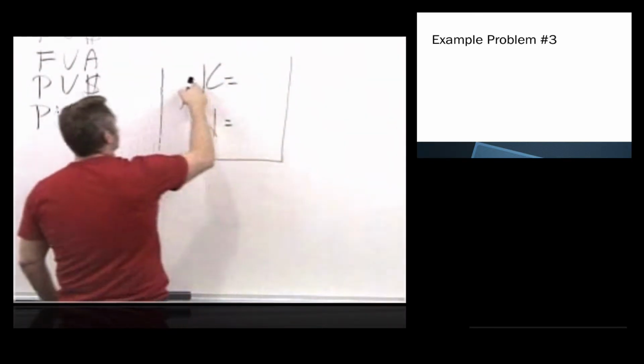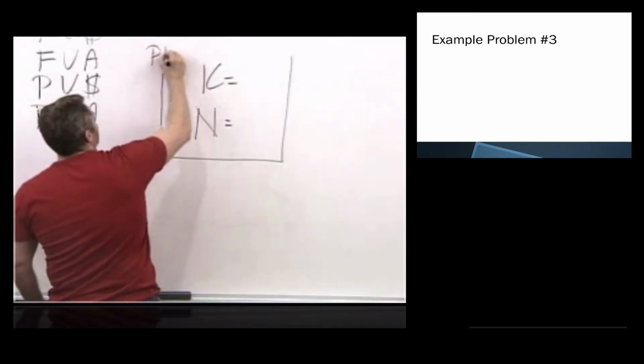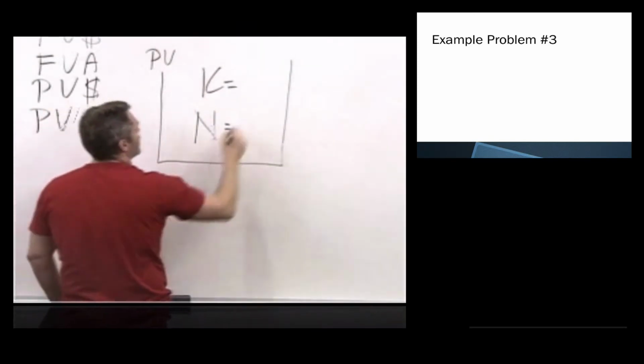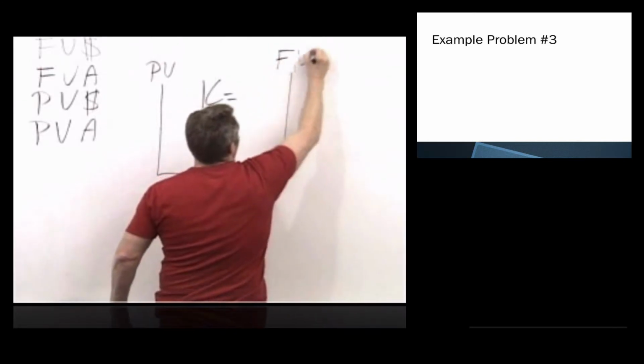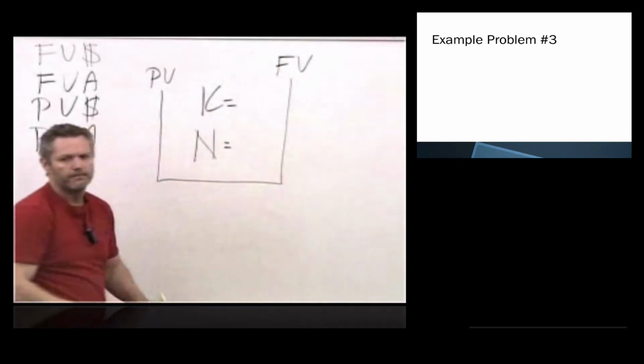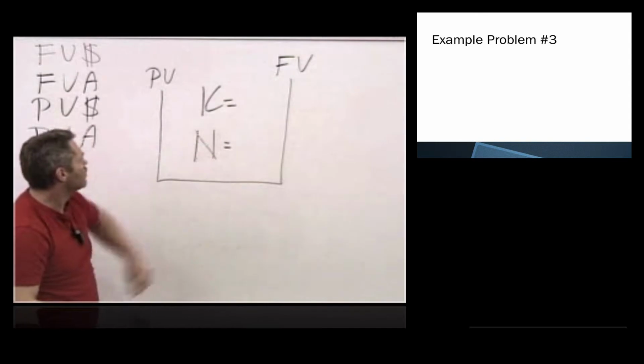Okay, we got K, we got N. Present value, kind of under this axis. Future value on this side. Now, we're going to talk about K here a little bit.